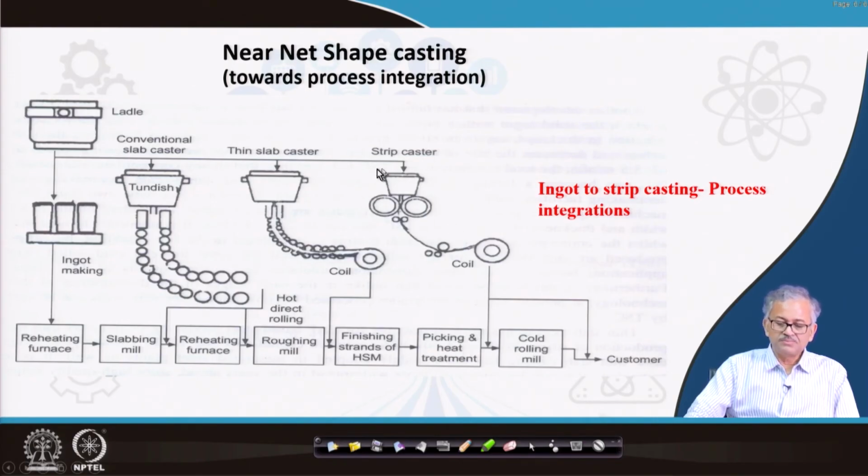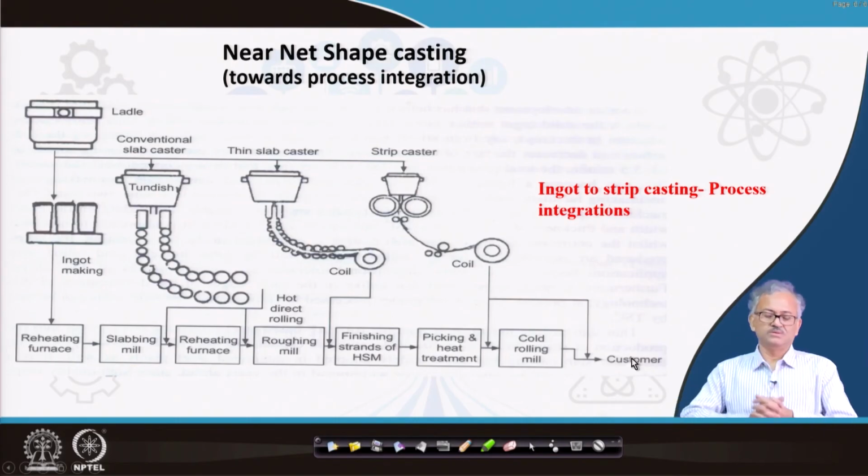And in case of strip casting, it can directly enter the cold roll mill, or it can go directly to the customer depending on the surface finish and so on. So you can see that in this way we can do process integration and save a lot of energy. Okay, we are moving to near net shape casting.